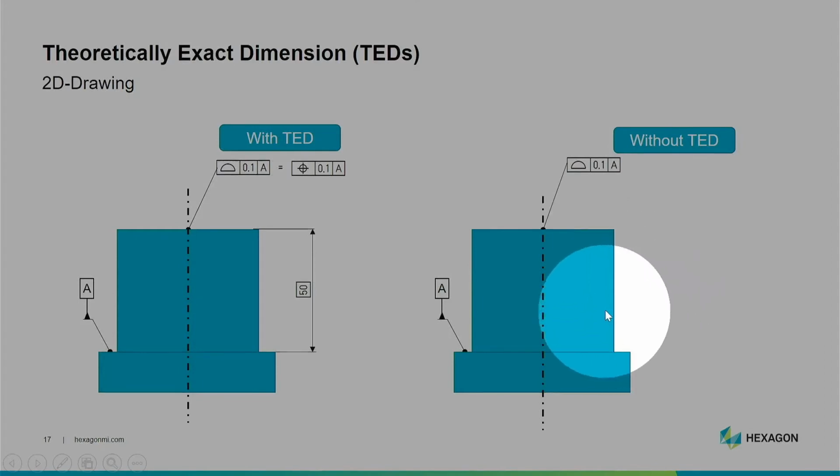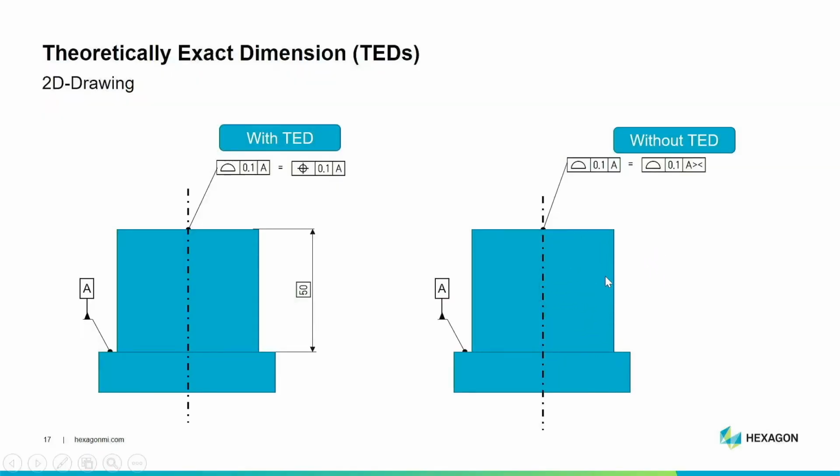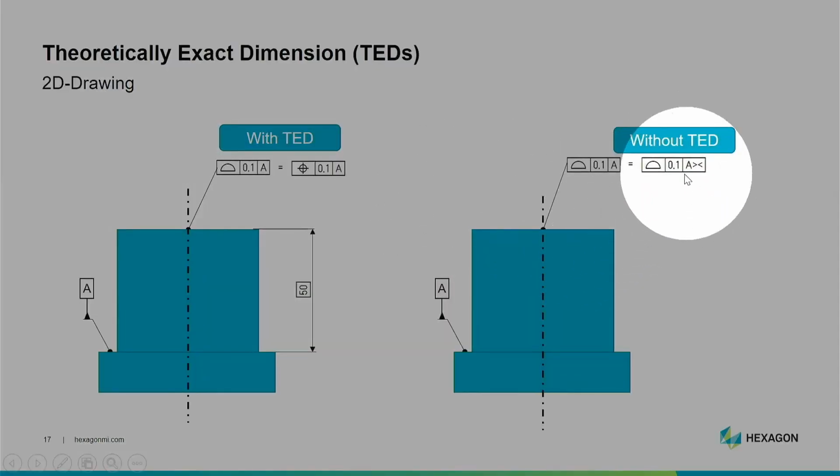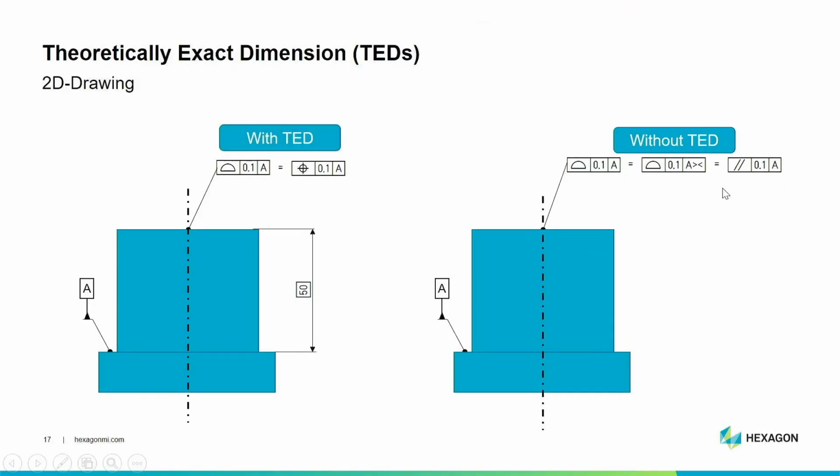Now, what happens if we leave out the TED? Same example again without the TED. And now it's the same as if you would use this modifier, which says direction only of A. And this means again that we have a parallelism. So you can see that by just leaving out the TED, our evaluation will change.